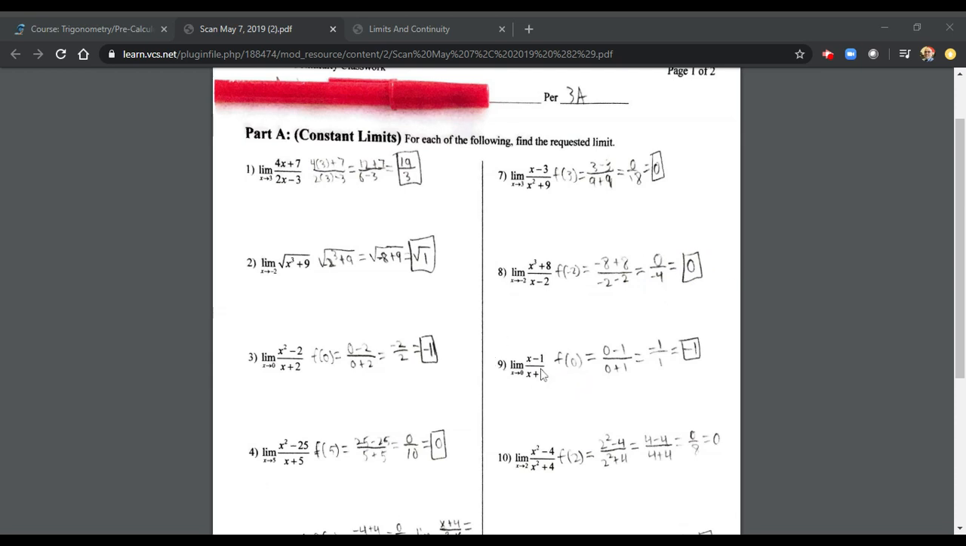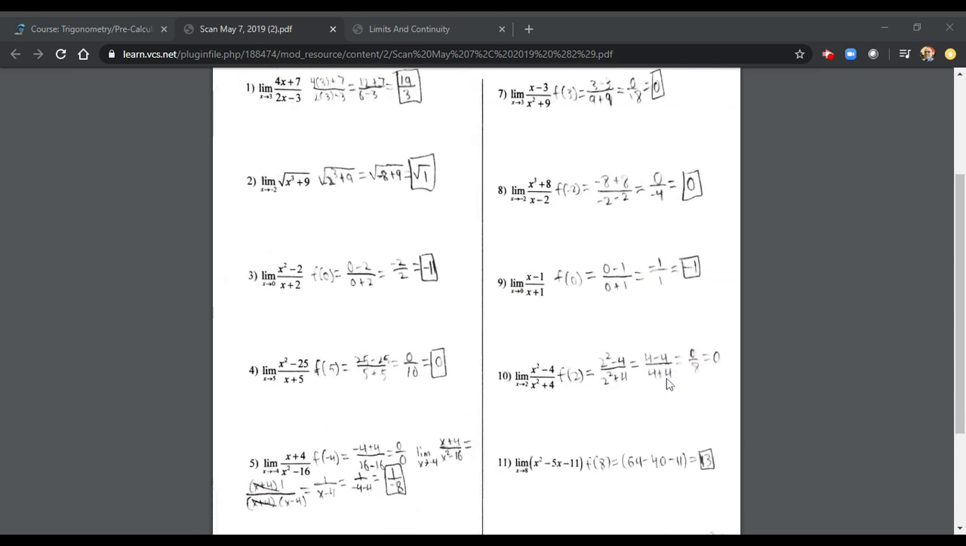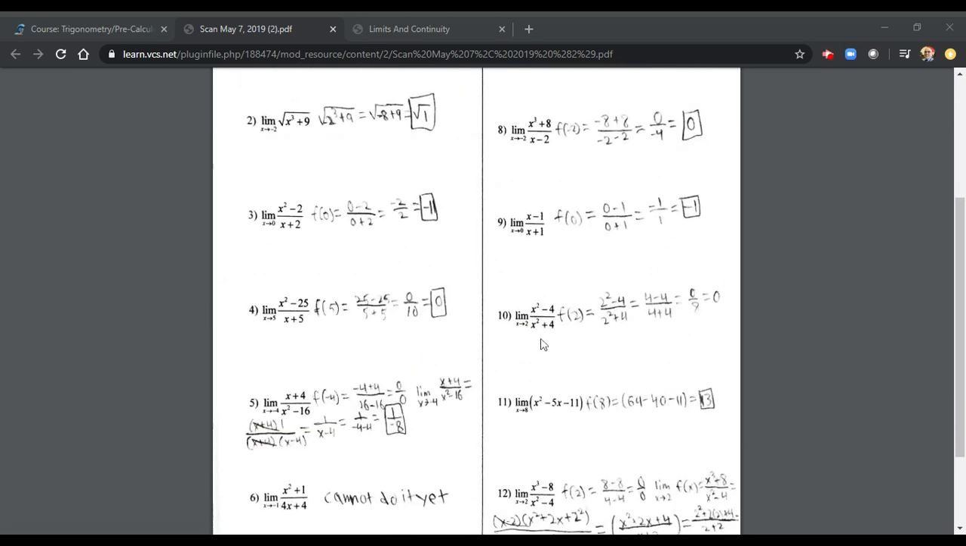Number 9, limit as x approaches 0 of (x minus 1) over (x plus 1). F of 0 is going to be 0 minus 1 over 0 plus 1. Well, that's equal to -1. Number 10, limit as x approaches 2 of (x squared minus 4) over (x squared plus 4). F of 2 is equal to 2 squared minus 4 over 2 squared plus 4. Got 4 minus 4 over 4 plus 4, 0 over 8.